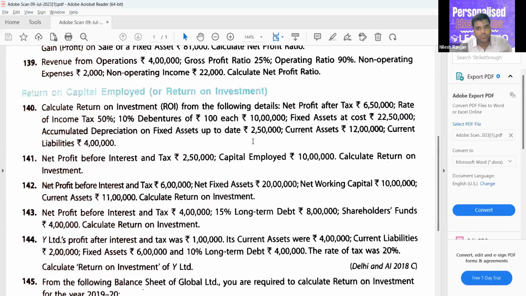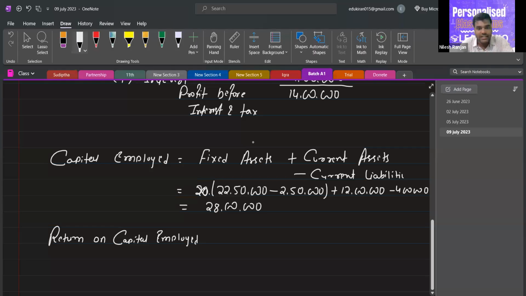So it is like when we purchased our fixed asset, the cost is 22,50,000. And after charging depreciation for 3 years, we get total depreciation of 2,50,000. So our accumulated depreciation is shown in a different account and our fixed asset value is shown in a different account. It is not already deducted from the fixed asset, so that's why I am deducting it here. So 22,50,000 minus 2,50,000 is our net fixed asset. This is our 28 lakh, and return on capital employed equals net profit before interest and tax.